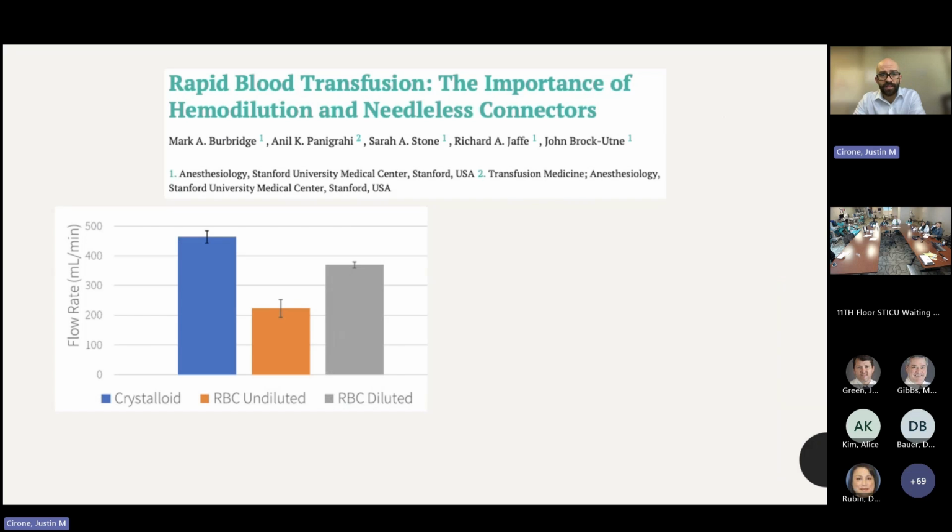This one, again, going back to this idea of the needleless connectors, this is that little blue thing I was talking about. Nowadays, the ones that we tend to use are these Max Plus connectors, needleless connectors. So you can see here, this study was looking at the flow rate of crystalloid, undiluted red blood cells, and they actually use diluted red blood cells, which I won't get into because it's not something we typically do in a trauma scenario.